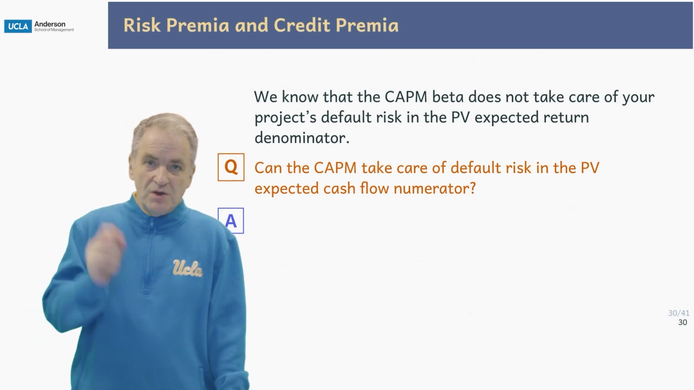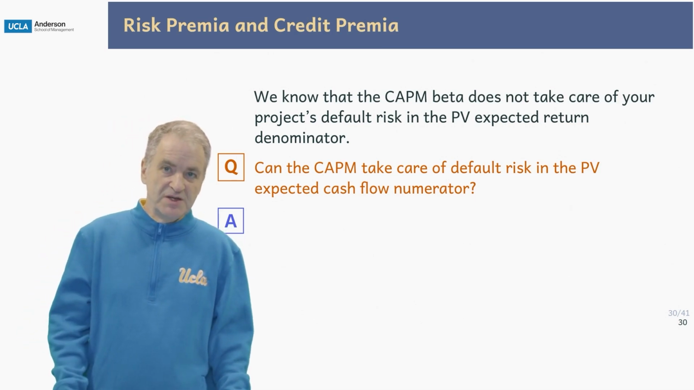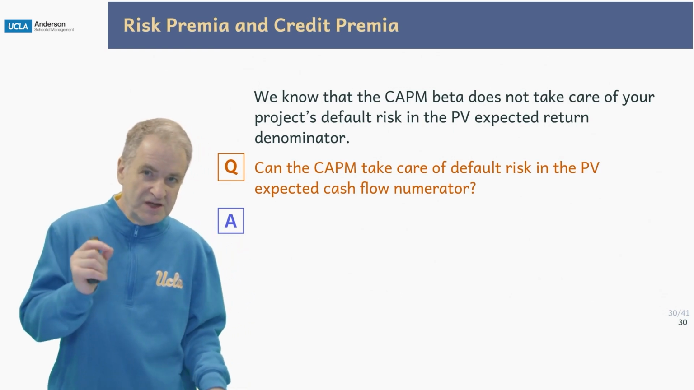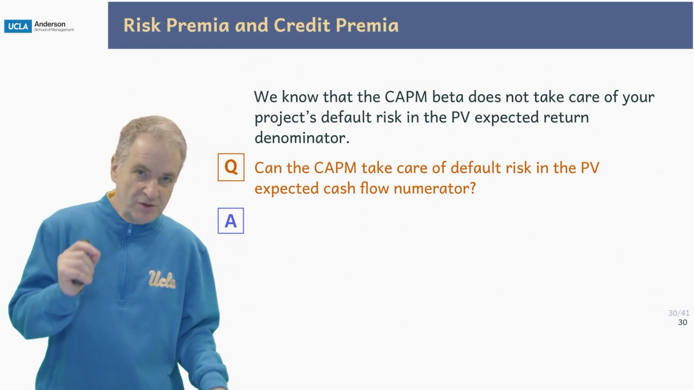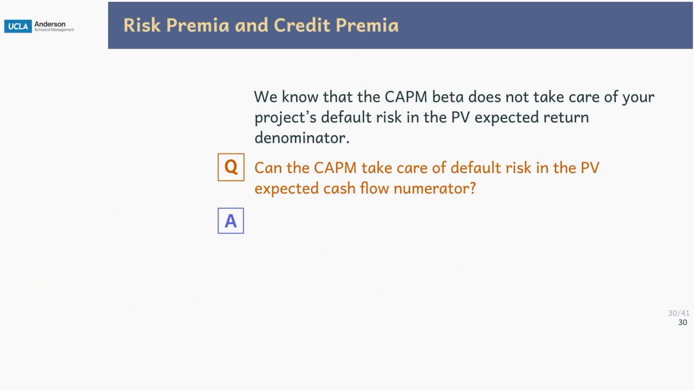So we know that the CAPM beta does not take care of the project's default risk in the present value expected return denominator. Does it take care of default risk in the present value expected cash flow numerator? Please pause this video now, answer the question on a piece of paper, and then continue.